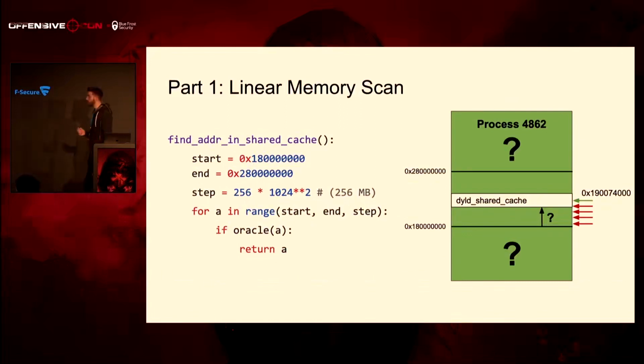So the next step is then to do some linear memory scan. We know the possible region where the shared cache is mapped. You can see it on the right in this image. And so we just go in, for example, 256 megabyte increments over this range, query this Oracle, and at some point it will return true, or we will get a delivery received, and then we know, okay, we have found some address somewhere in the shared cache, like maybe this 19007400.